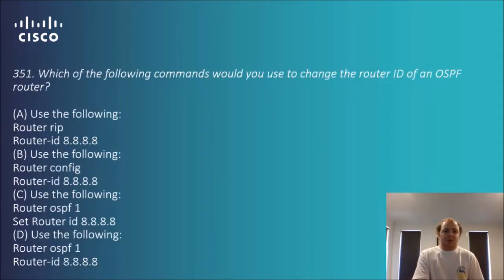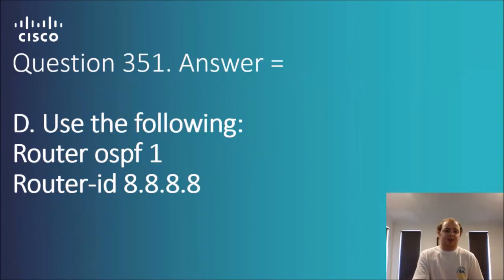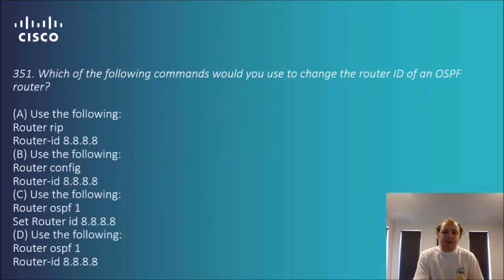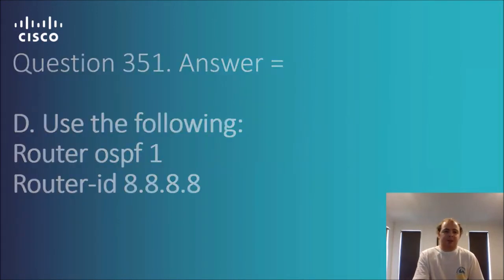And we've got another one here. Which of the following commands would you use to change the router ID of an OSPF router? We've got a few, so this is just being able to know the syntax. The answer for this one, feel free to pause, and I'll give you the answer on the next slide now, which is D. Use the following: router OSPF 1, again we're router OSPF, then the ID, and then after that it's the router ID followed by the IP address.